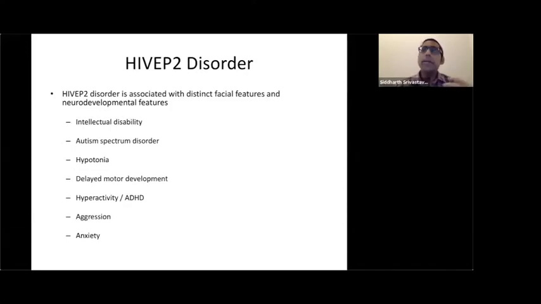This explains why disruptions to this gene lead to a spectrum of neurodevelopmental impairment and challenges, and these include intellectual disability, autism spectrum disorder, hypotonia or low muscle tone, delayed motor development, attention deficit hyperactivity disorder, aggression, anxiety, and so on.